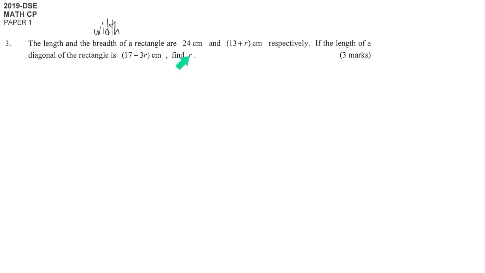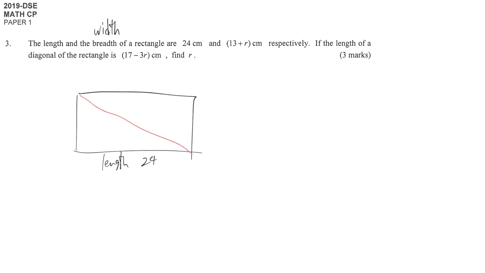In case that you really don't understand the meaning of this word, at least you try to draw the rectangle, and then you should recognize the meaning of diagonal. So we just draw the rectangle. They say the length is 24. And then they say the length of the diagonal. Because I don't know this word, I just simply draw the diagonal. Diagonal means this line is 17 minus 3r. In case you have no idea what this word means, then you can just simply guess.